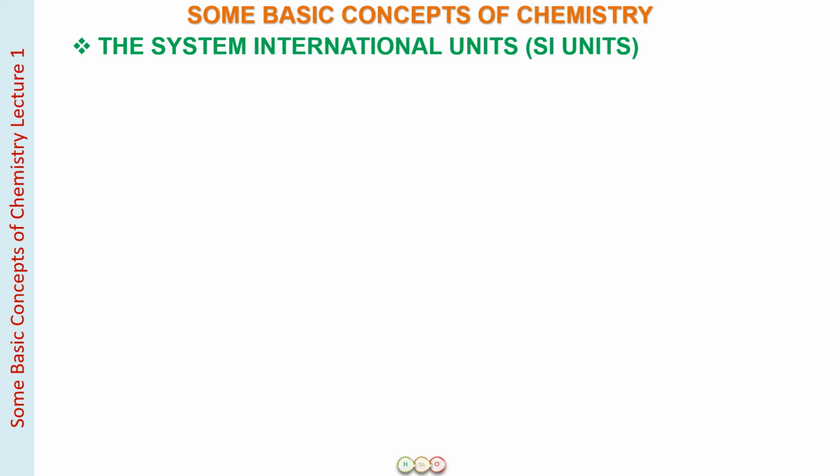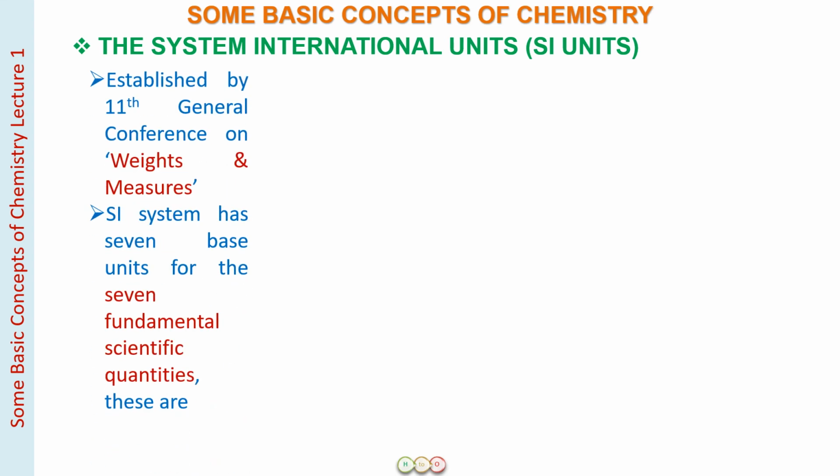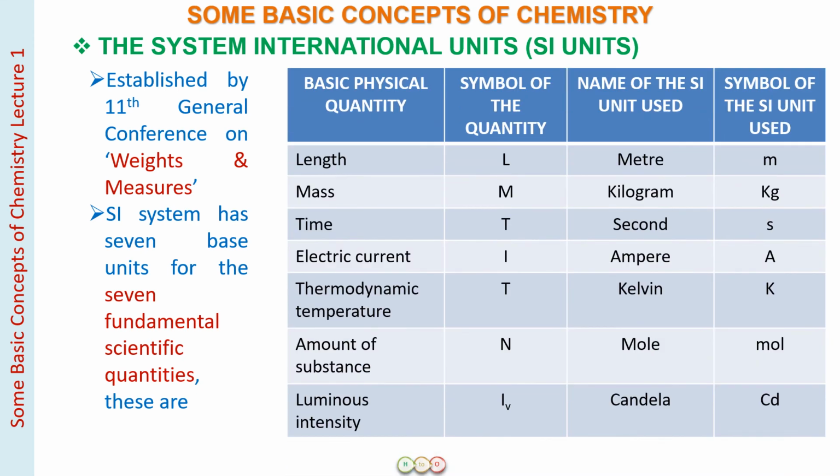So in 1960, such a system was developed, and this is known as the System International Units, the SI system for short. And this was established by the 11th General Conference on Weights and Measures. And this system has 7 base units for the 7 fundamental scientific quantities. And these are the length being measured in meter, mass, kilogram, time, the SI unit is second, electric current is ampere, thermodynamic temperature is Kelvin, amount of substance measured in moles, and luminous intensity in candela.